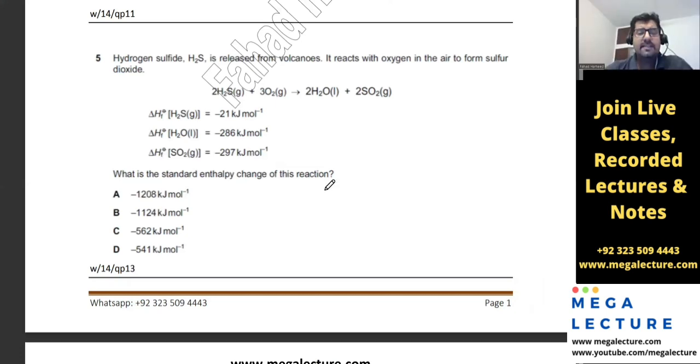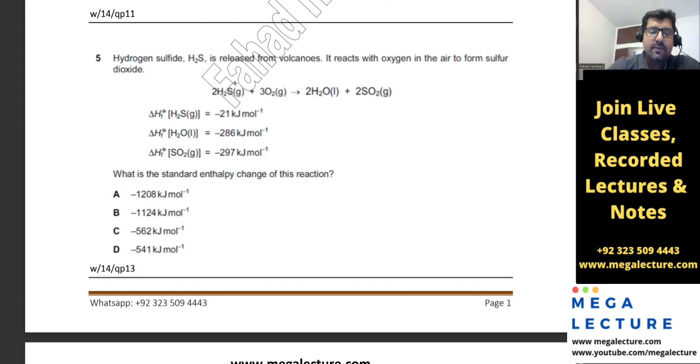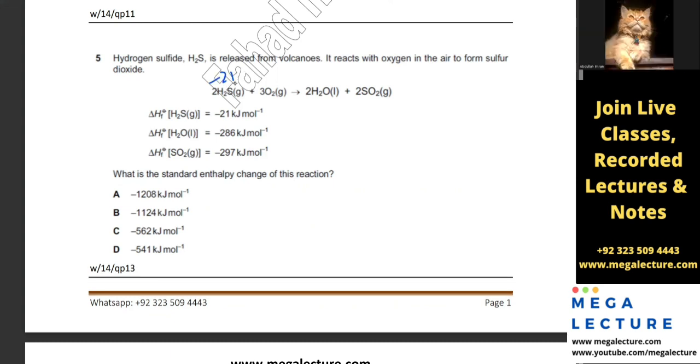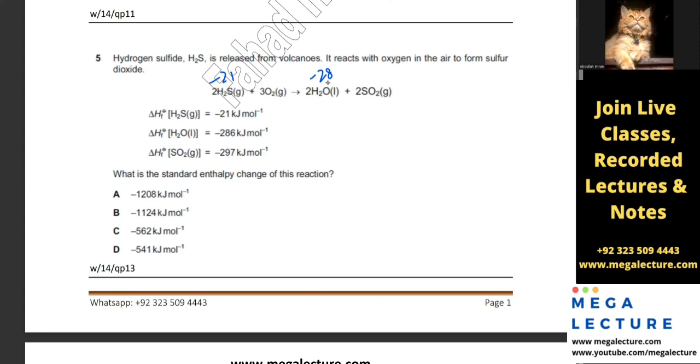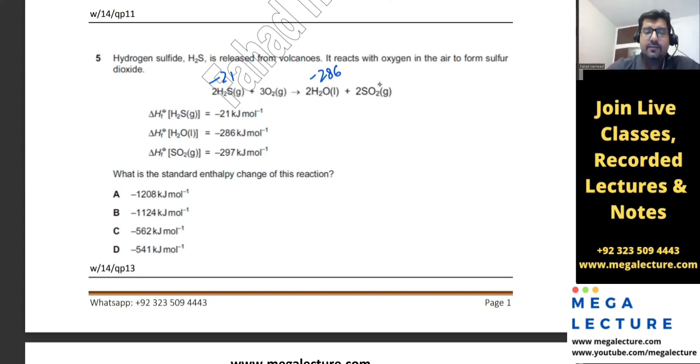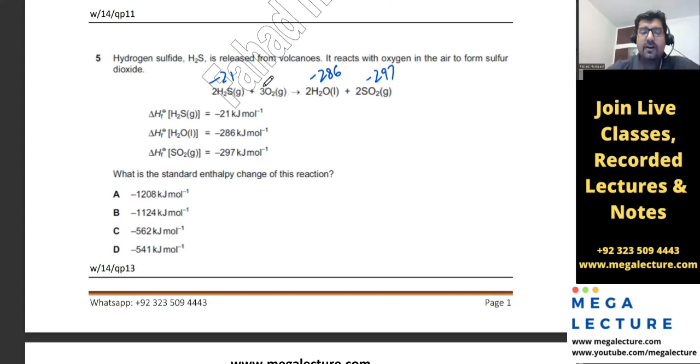Remember this thing. People get confused with the equation. Ignore what the equation is. You don't care what the equation is. All you care about is the data that's given. So you're given the enthalpy of formation of H2S, that's minus 21. You're given the enthalpy of formation of H2O liquid, that's minus 286. And you're given the enthalpy of formation of SO2, that's minus 297. And the enthalpy of formation of oxygen is 0.